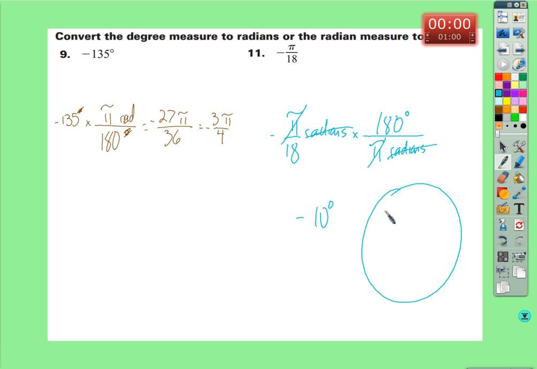Does that seem reasonable? Negative pi over 18? It should be fairly small in the negative direction. We're not being very exact, I'm just asking, does this seem reasonable? Well, pi over 18 is not going to be very far, 10 degrees is not going to be very far. Yeah, that seems to make sense. I think I did my math right. Just a quick little check.